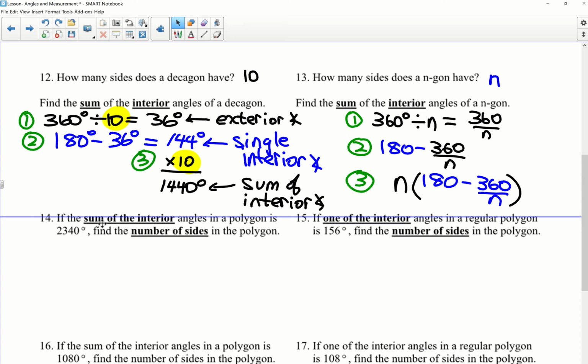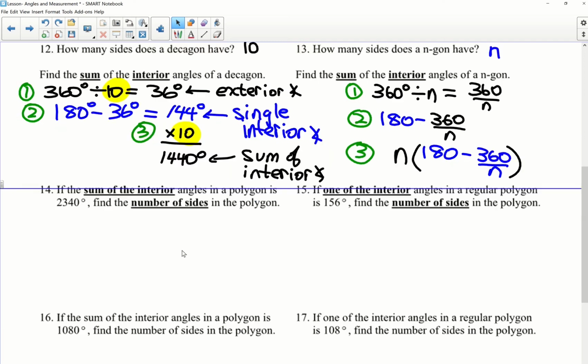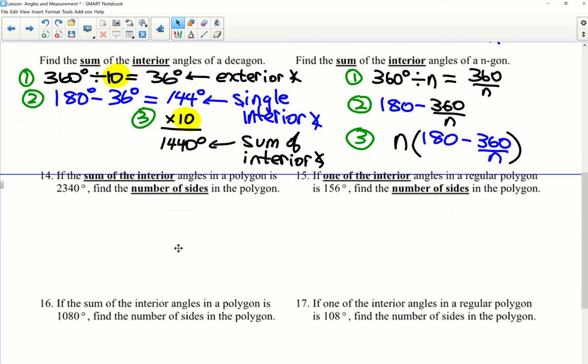So they're saying if the sum of the interior angles in a polygon is 2,340, find the number of sides in the polygon. All right, I'm gonna get my calculator out. Why I didn't do that first, I don't know.